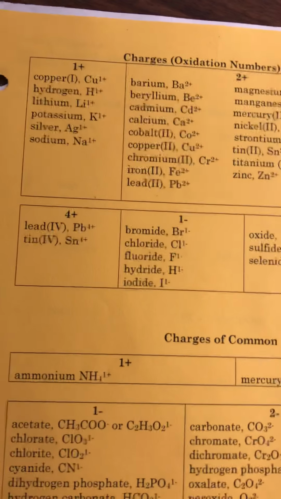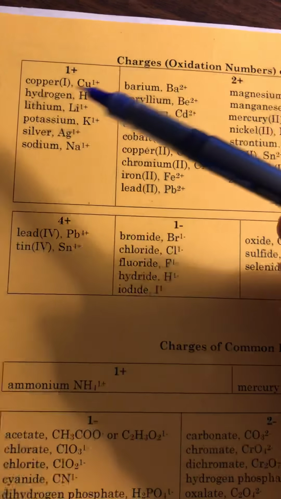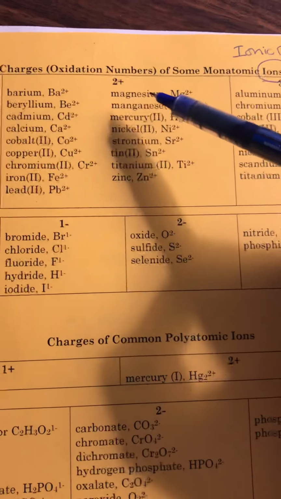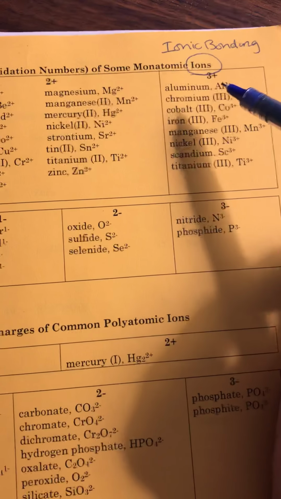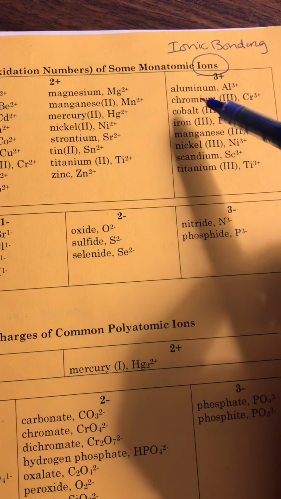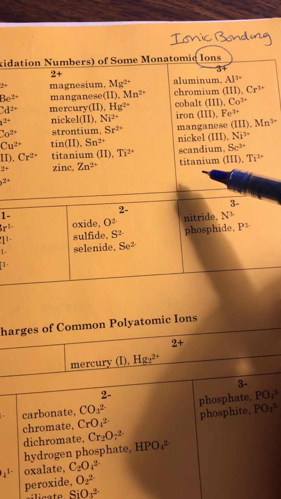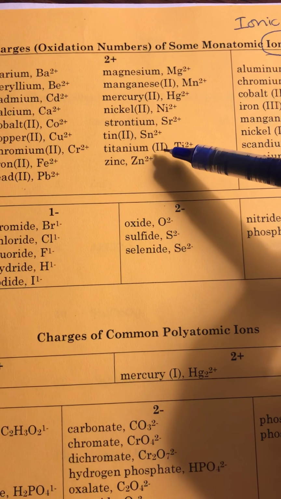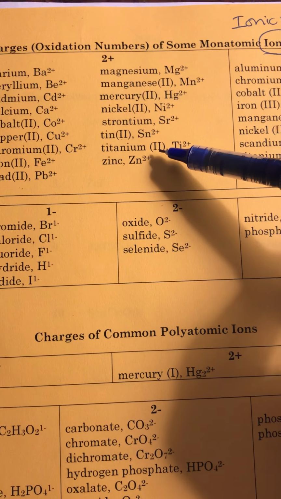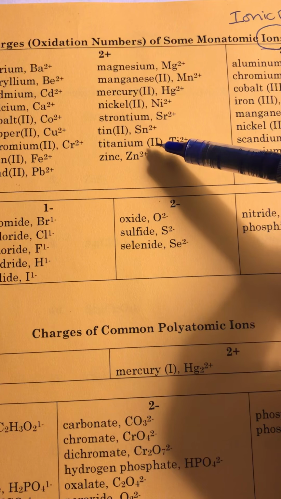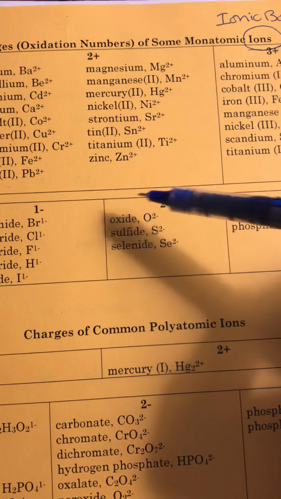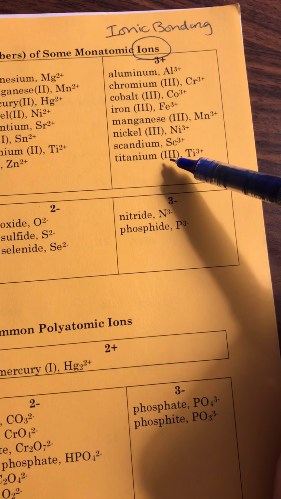Another thing you should notice is I've organized this thing by charge. So everything that's +1, +2, +3, so on. I've also done it alphabetically. You'll notice that if a metal can have more than one charge, I indicate it with a Roman numeral after its name, indicating that this is a +2 charge. Notice that titanium can also be a +3.